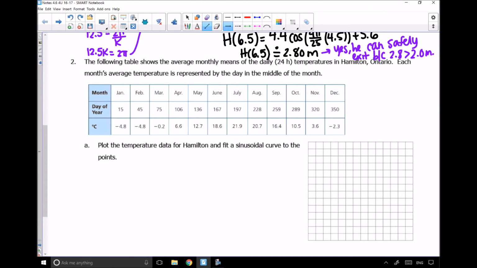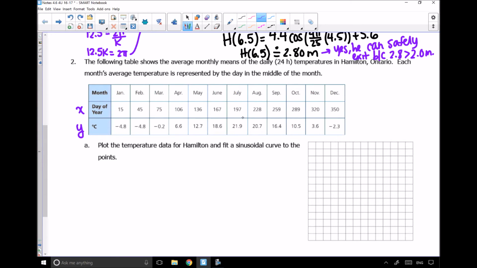All right, number 2, the following table shows the average monthly means of the daily 24-hour temperatures in Hamilton, Ontario. Each month's average temperature is represented by the day in the middle of the month. So question A says to plot the temperature data for Hamilton and fit a sinusoidal curve to the points. So if you notice right here, we've got day of the year, so this is going to be my x values. These are my x values. And then the temperature in degrees Celsius are going to be my y values.